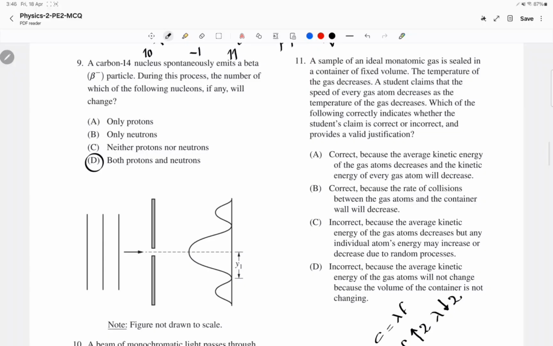11. A sample of an ideal monatomic gas is sealed in a container of fixed volume. The temperature of the gas decreases. A student claims that the speed of every gas atom decreases, which obviously is wrong, right? You can't have every single atom decreasing. Mostly will decrease, but you cannot control all. So it's going to be incorrect. So look, if you bring the temperature down, the KE will go down. So it's this.